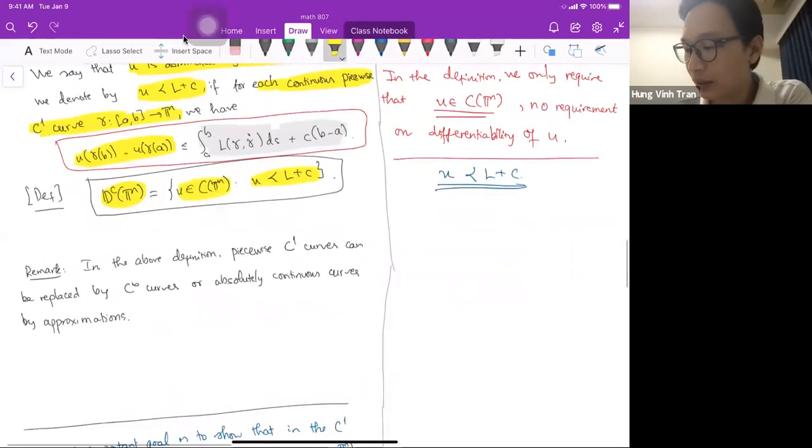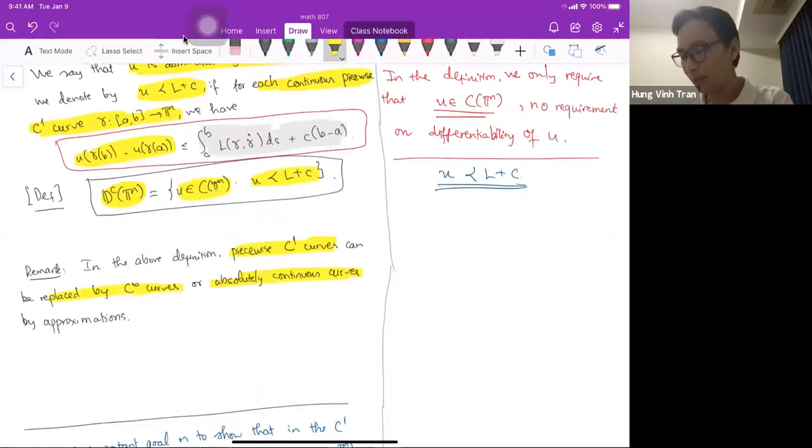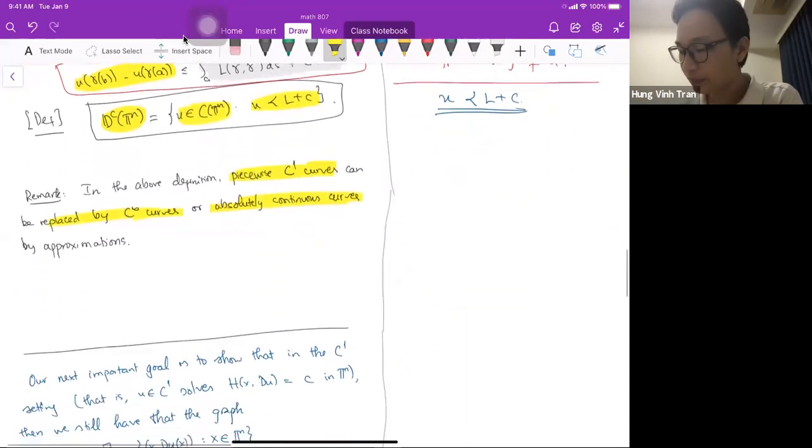And I said here that, again, piecewise C1 curves can be replaced by C infinity or absolutely continuous curves. You can do all those by approximations. Okay.